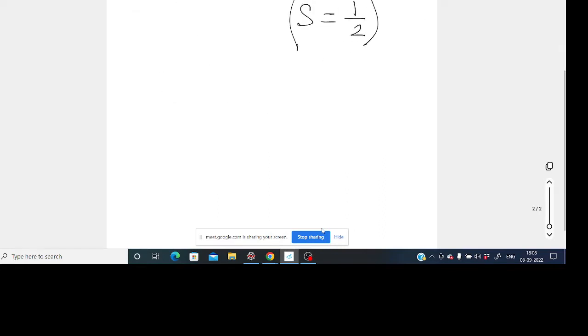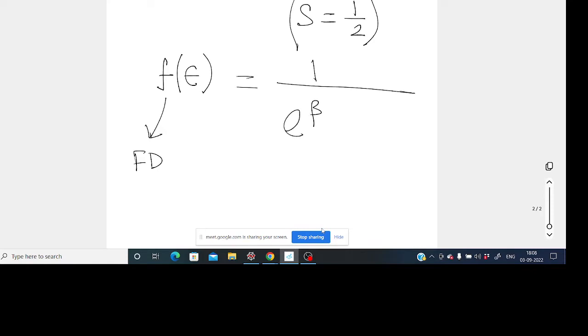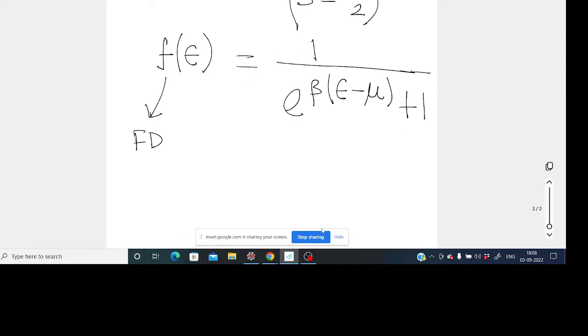Okay. Now what is this distribution? The distribution function at some particular energy epsilon is equal to 1 by e to the power beta into epsilon minus mu, plus 1. Okay. Here also beta equal to 1 by kBT. Now we will plot it as a function of energy level epsilon at T equal to 0, the absolute zero temperature.